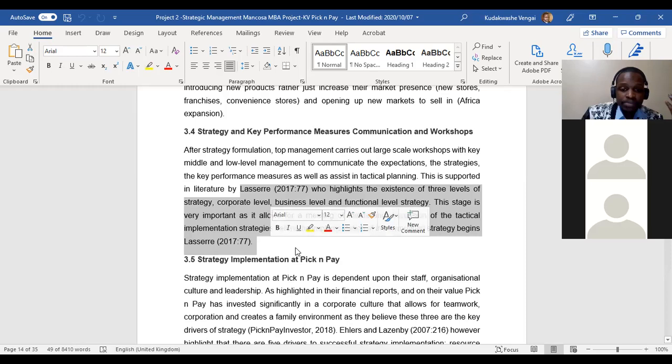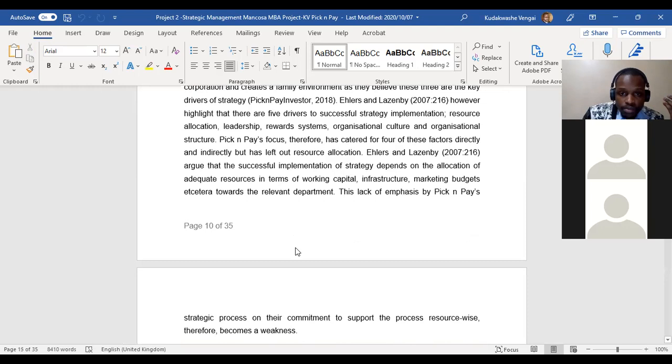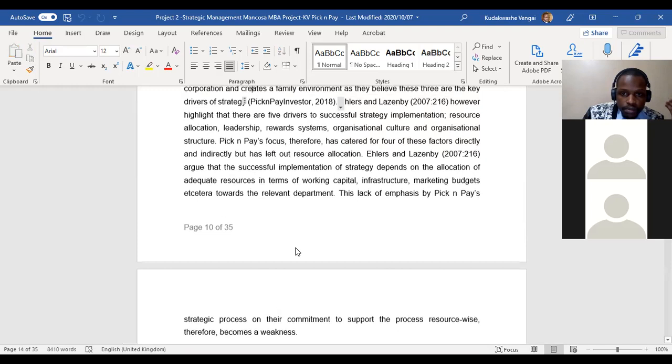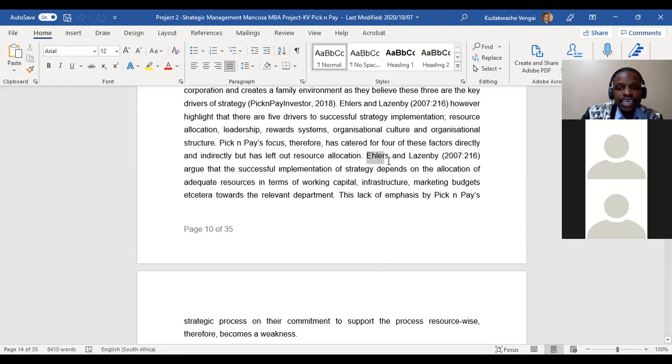And then I go to the strategic implementation. Now under strategic implementation, let's see. Okay, so this is what literature says. Successful strategic implementation should focus on what? On resources, infrastructure, budgeting, and et cetera. This is what the literature is saying over here.